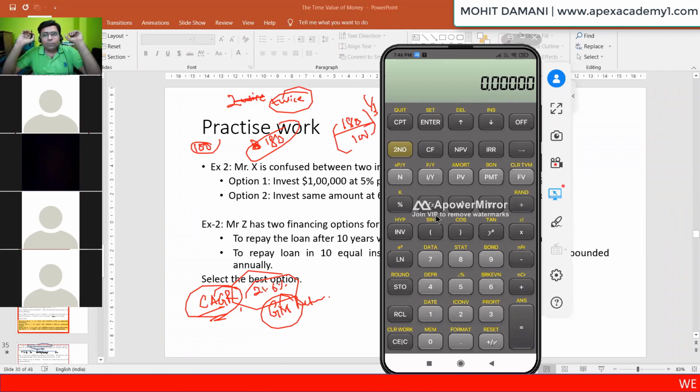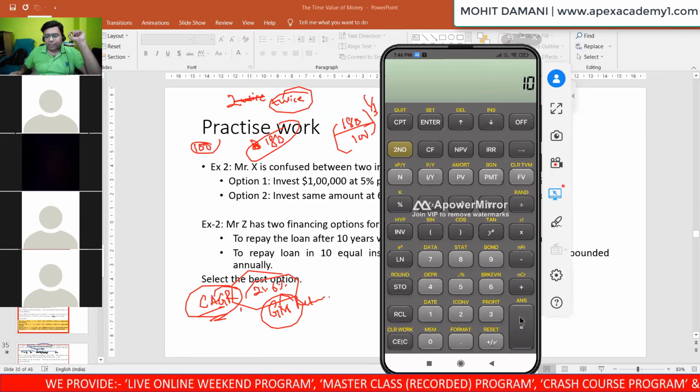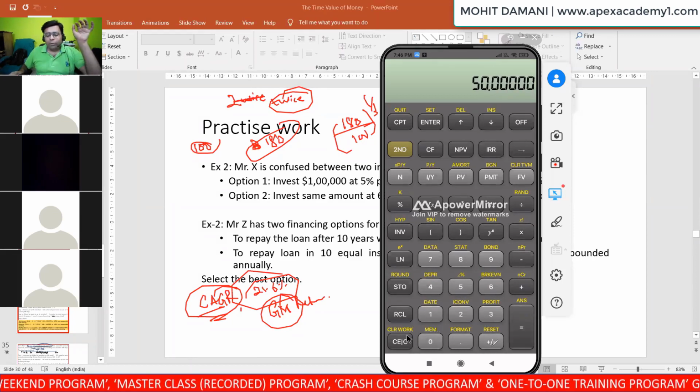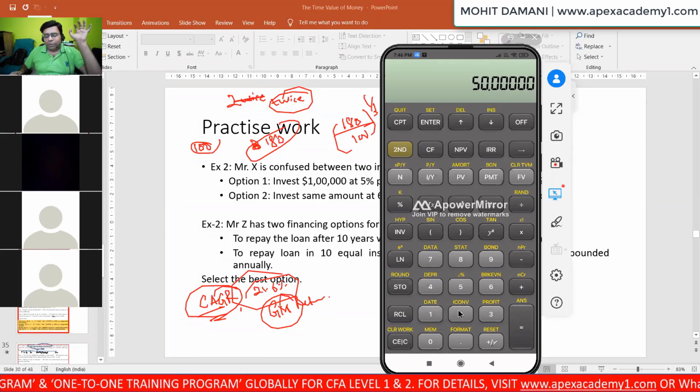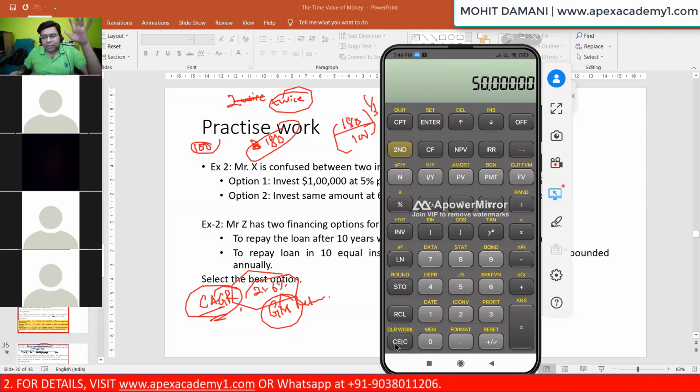I want to understand what is the difference between CE/C and clear work. See, CE/C means I have entered 5 times 10, suppose, and I press equal to. Now I want to eliminate and come back to normal. Or if I am in any function, I don't want to erase anything, I just want to come to the normal situation of the calculator. I will press CE/C and the calculator will be back to normal.